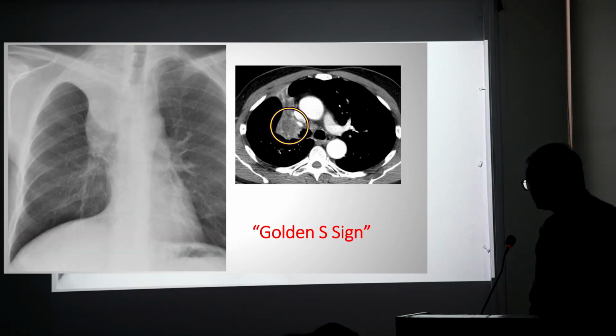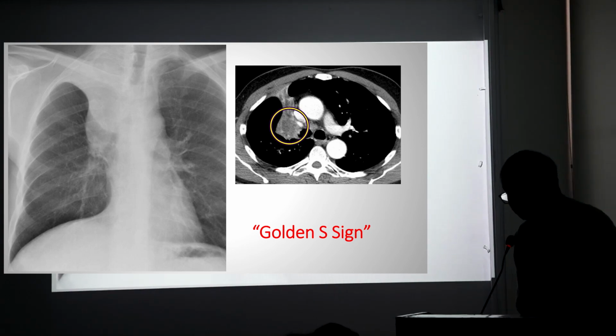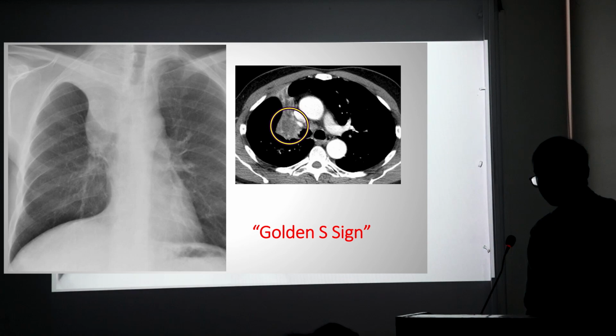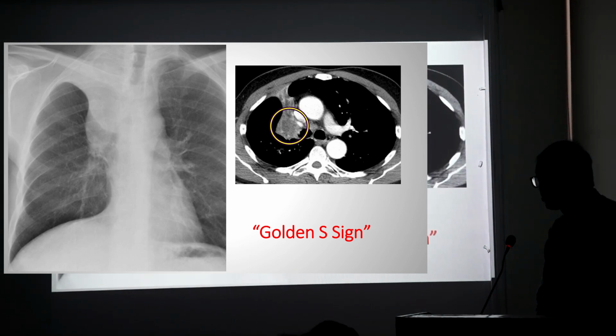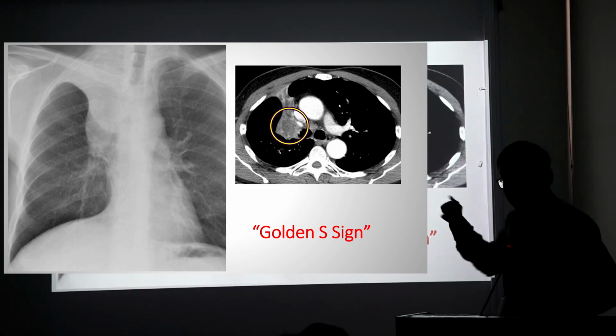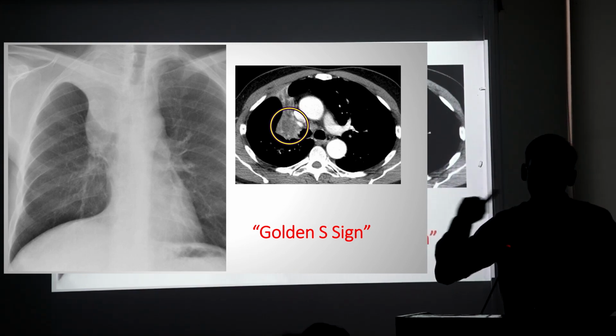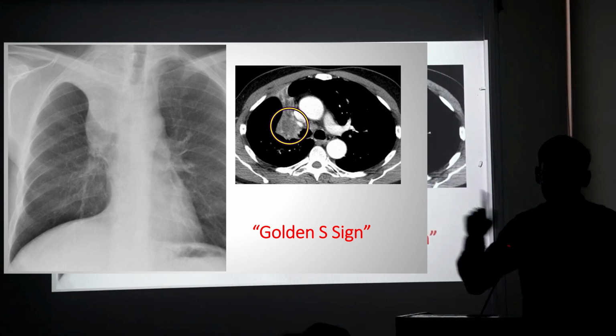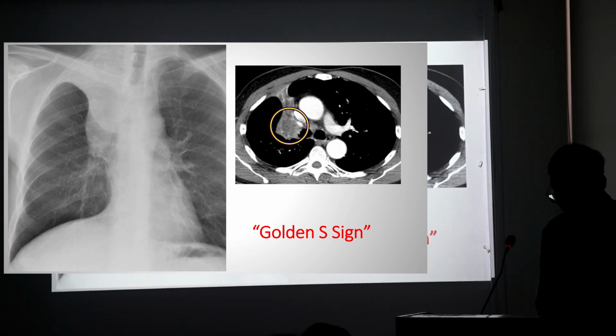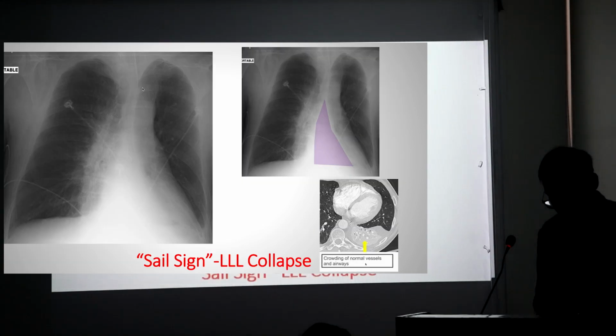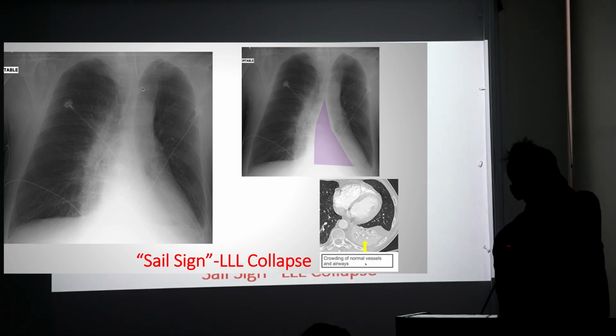Yeah, this is upper lobe collapse. This sign is called the golden S sign. Okay, so if we are getting such an X-ray, we have to think why the atelectasis, why the right upper lobe is getting collapsed. So we can see there is a lung mass which is causing partial obstruction. Sail sign. This is a very important X-ray when we are dealing with patients in ICU.